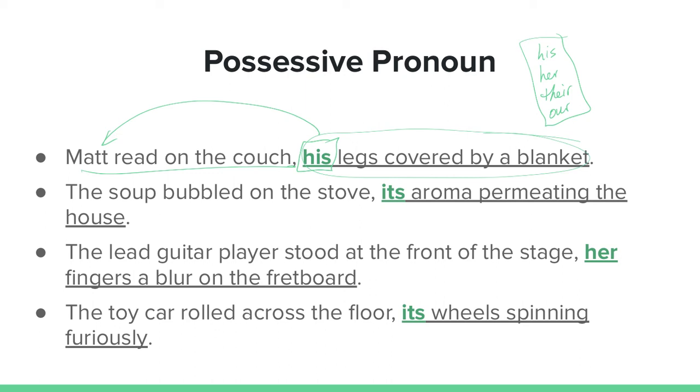Second one, the soup bubbled on the stove. There's our base clause again. Its aroma permeating the house. So it refers to the soup, obviously, and here's our adjectival step. Third, the lead guitar player stood in front of the stage, her fingers a blur on the fretboard. Possessive pronoun developing the base clause. And finally, the toy car rolled across the floor, its wheels spinning furiously. Its is a possessive pronoun developing the base clause, referring back to the toy car. So you can use these possessive pronouns as ways to begin an adjectival step.